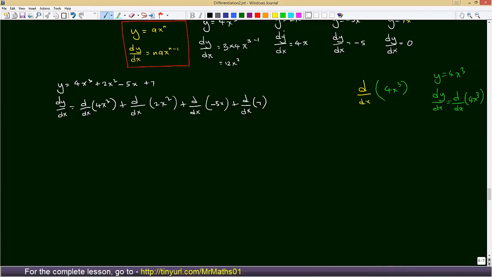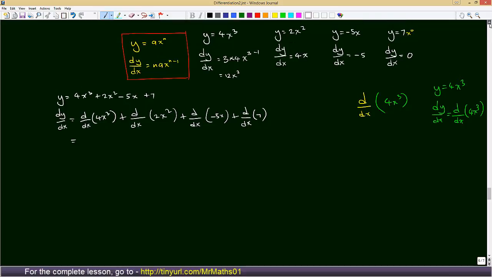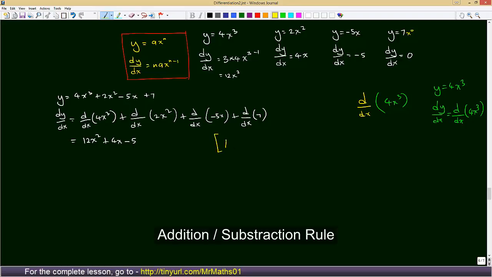So let's continue. The derivative of 4x cubed is, as we have done in the first example earlier, 12x squared plus 4x minus 5 and plus 0. Then we forget about it. So that's the answer. This is what we call the addition or subtraction rule.